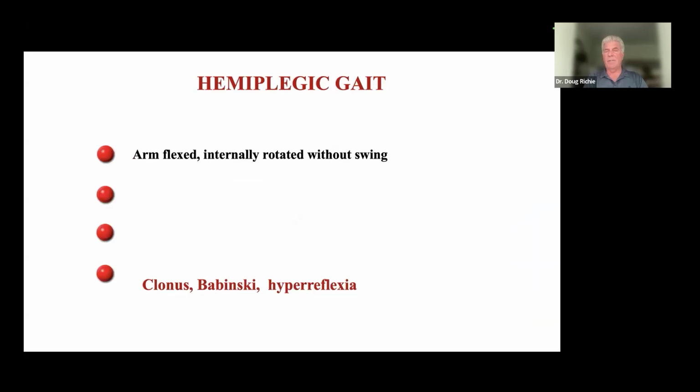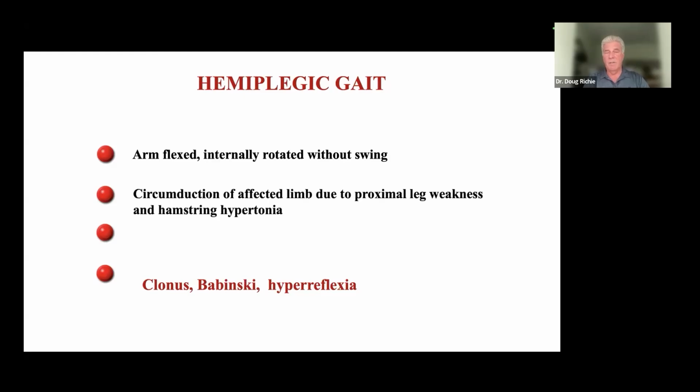So some keys with patients who have foot drop, who have suffered a stroke, they walk in a different way than those, for example, who have a sciatic nerve injury or injuries farther down the chain. Some key factors that we see in the hemiplegic stroke patient are flexion of the arm, internal rotation of the leg without really a swing phase.